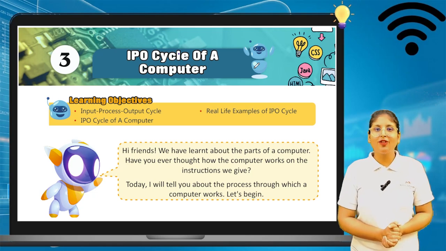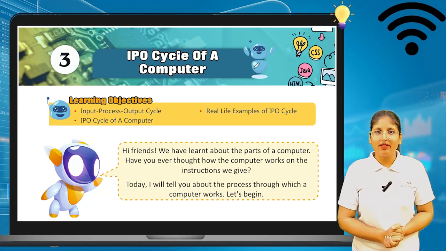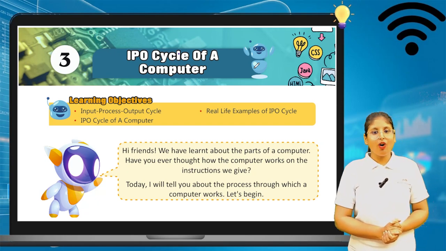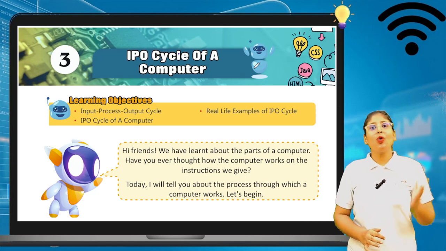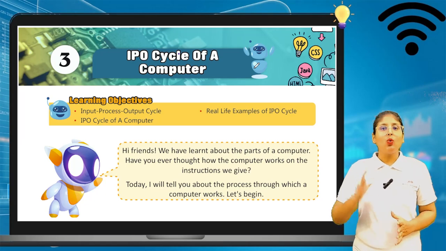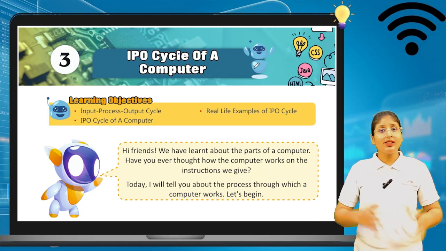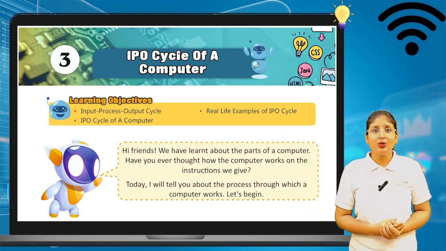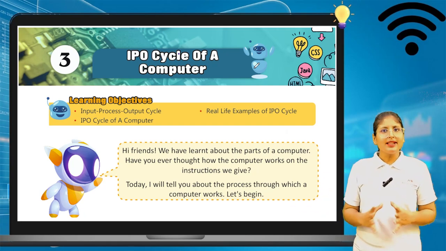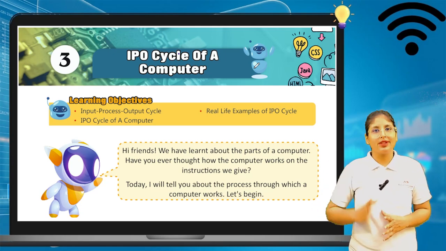In this class, we will move on to chapter number 3 of your book, and the name of the chapter is IPO Cycle of a Computer. Let's see what the IPO cycle of a computer is. What is this cycle all about? Do you want to know? Because I am hoping that this name, IPO, is new to you. So let's have a look at this cycle that is used in our computer.